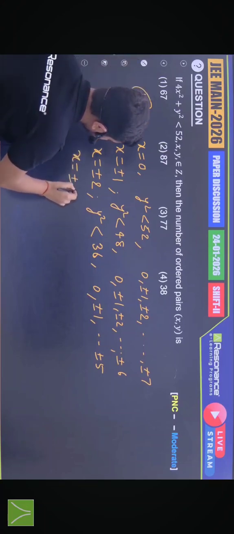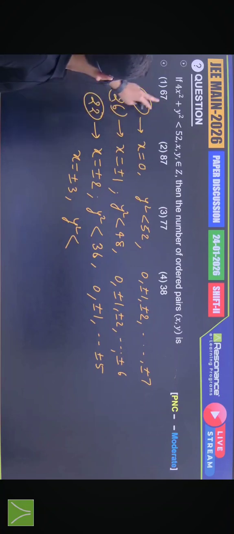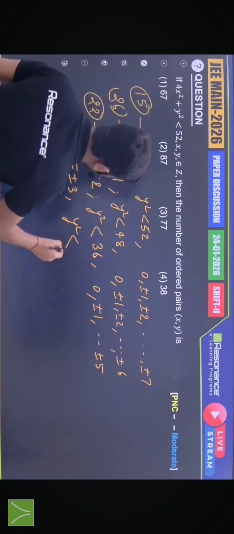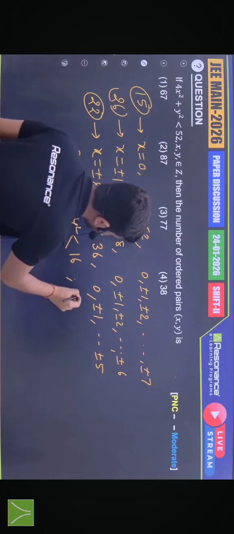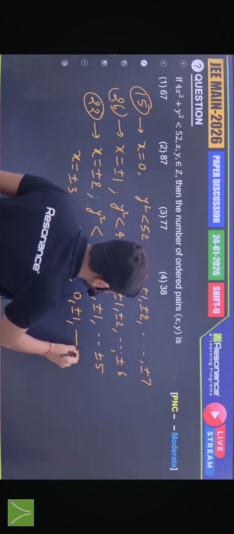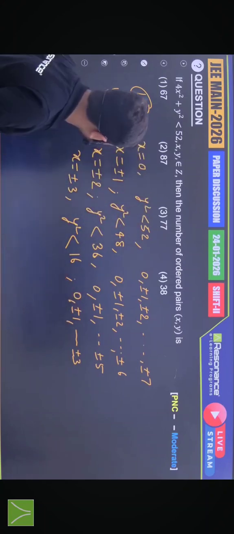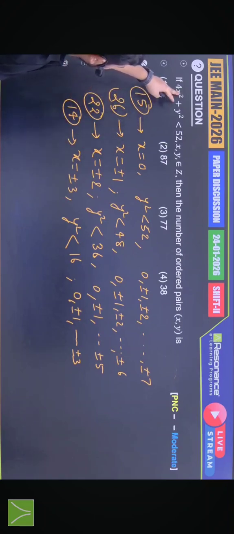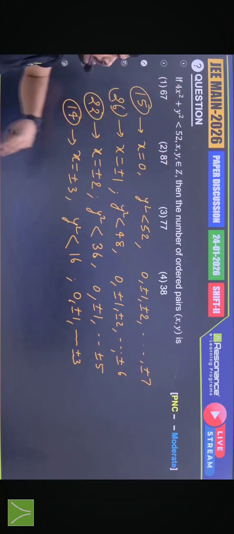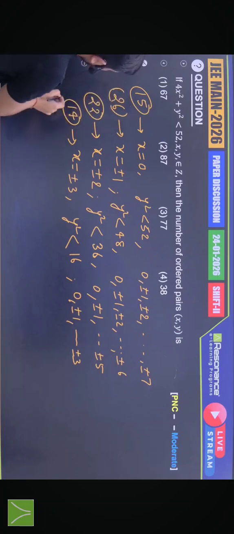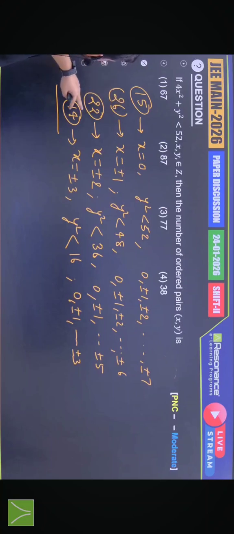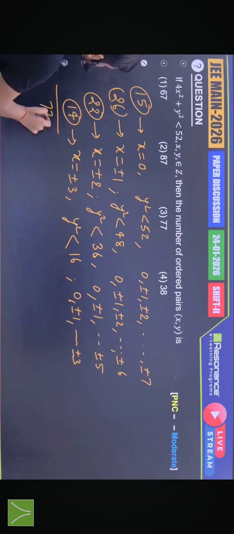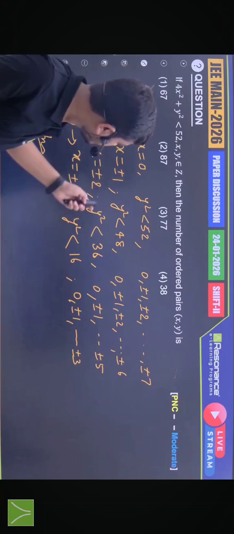If you put x equal to plus minus 3, you will get y square less than, if you subtract 36, you will get 16. So for this, 0, plus minus 1 up to plus minus 3. So 7 into 2, 14 elements from here. Now if you take plus minus 4, this will become 64. 16 into 4, 64, so y square is not negative. So these are your elements. If you add this, you will get how much? 26 plus 14, you will get 40, and 55 plus 22, how much? 77. So your answer is 77. The third option is correct.